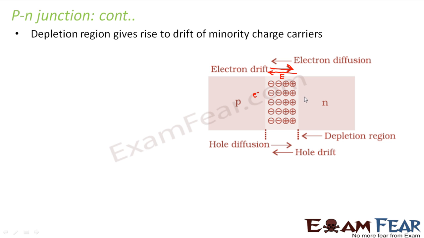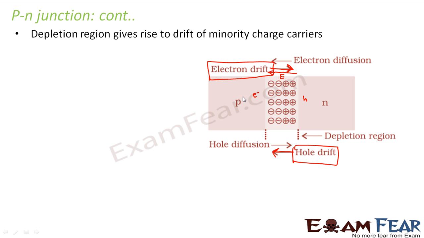Similarly, the holes which are present here are positive charges, so they will move along the direction of electric field. So the hole drift will take place in this direction. So what do we see? We see that diffusion gives rise to depletion region and depletion region gives rise to drift. So drift of minority charge carriers. Fine, is it clear to you?